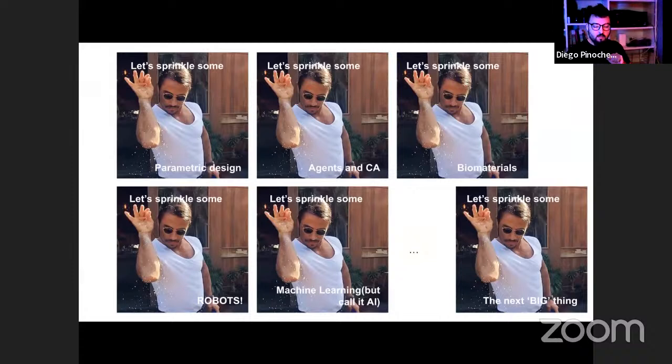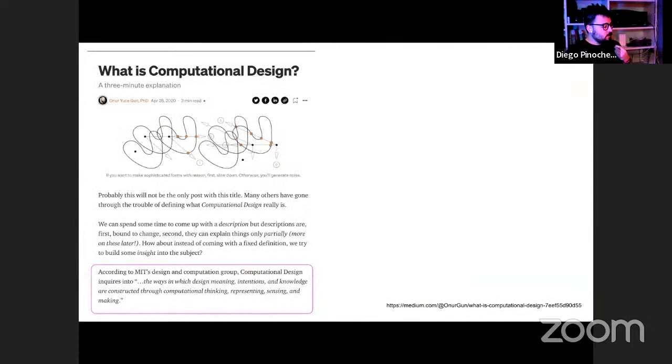And this is something that students actually believe at some point, if they don't know anything about this, that this is what's happening. And this will continue. This has been going on for a couple of decades now, that there's always some trend that computational design grabs and applies to design to make it maybe more interesting. But in my case, I address these issues and I discuss them with my students.